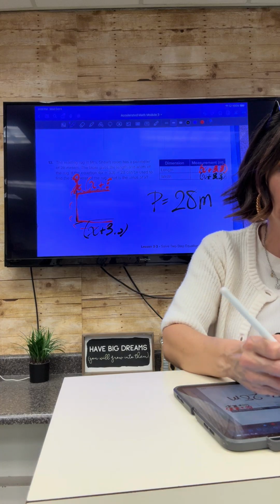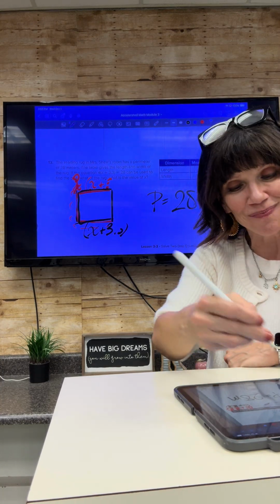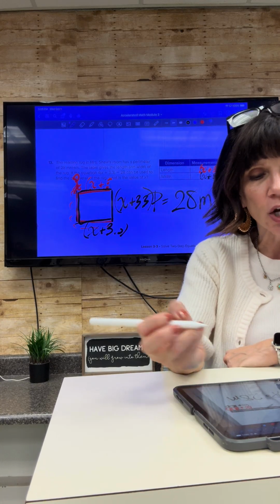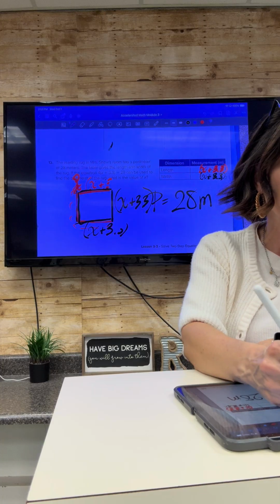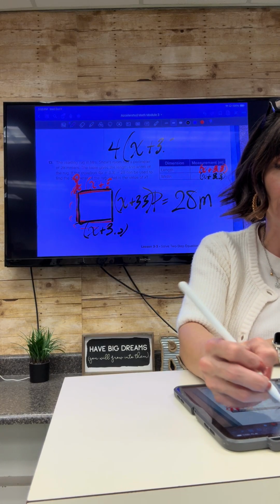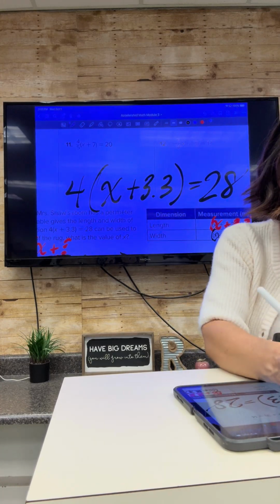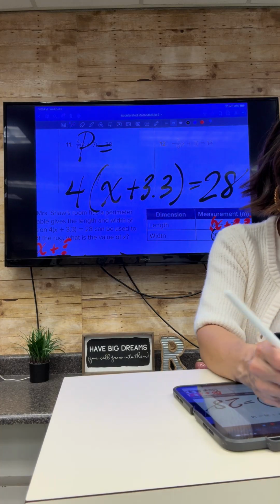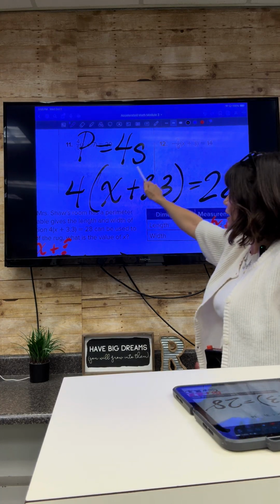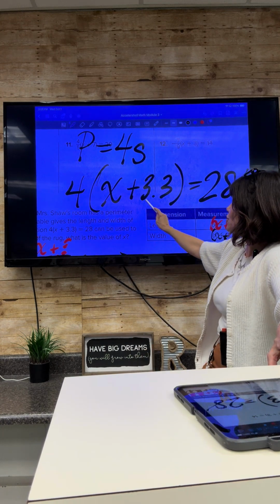How did you so quickly realize it was a square? Because all four sides are the same. So if each side is x plus 3.3, what would we actually use for the equation that we need to solve? How many sets of x plus 3.3? 4 sets. Do you follow how when perimeter equals 4 being multiplied by a single side measurement, that means we want 4 sets of x plus 3.3.